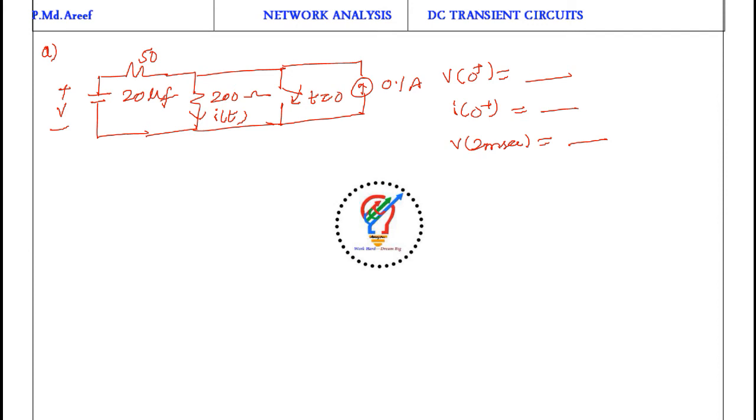RC circuits. So here the circuit is given: voltage, 20 microfarads, 50 and 200 ohms here. I of t, the switch is here at t is equal to 0, and 0.1 amperes is the current source. What I need to find is V of 0 plus. What is the voltage across the capacitor?